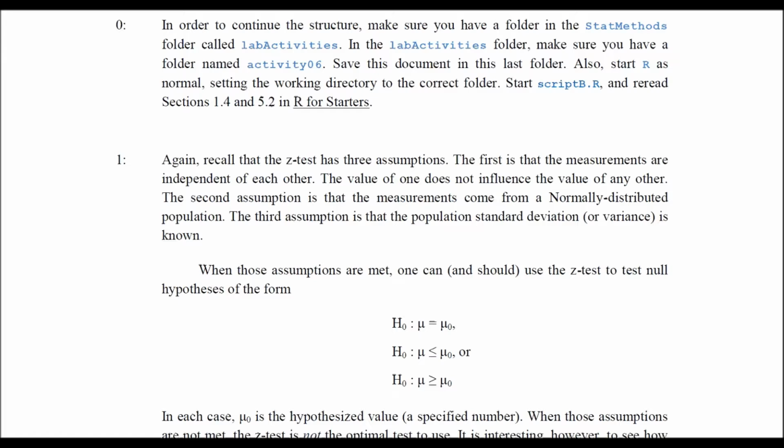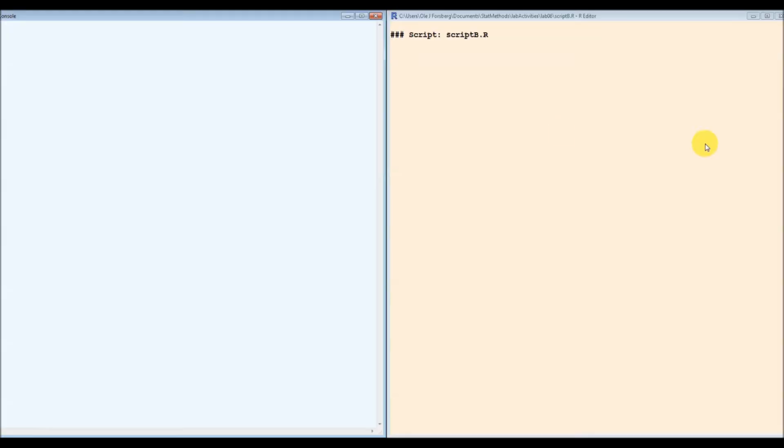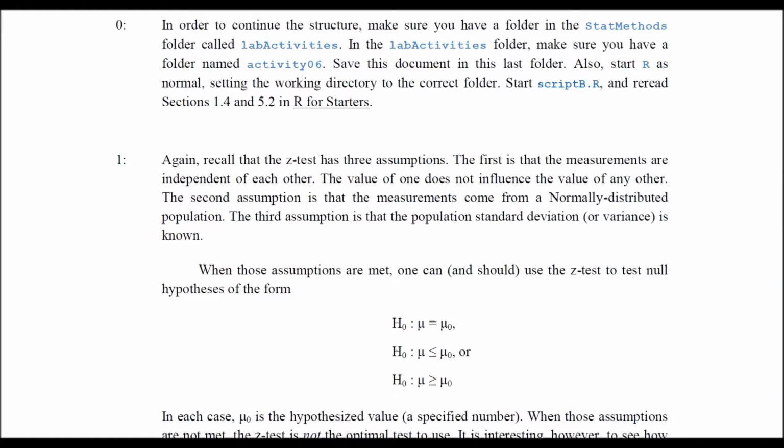So let's continue the structure. Make sure that we do start up R, set the working directory, create a script B, and save it. Might as well put in that this is part 2, or part B, of the lab.